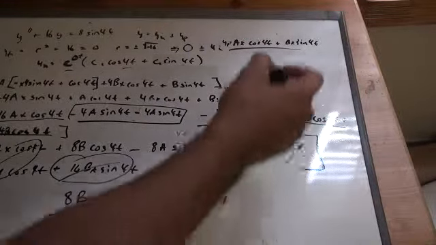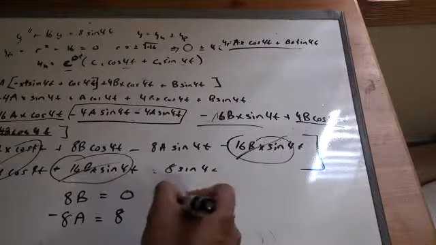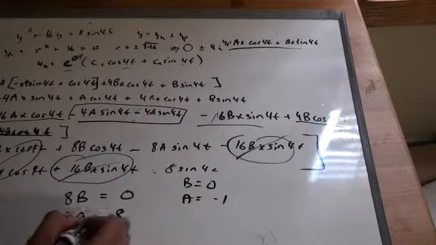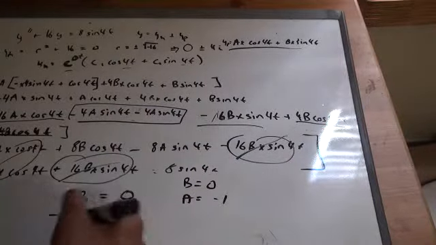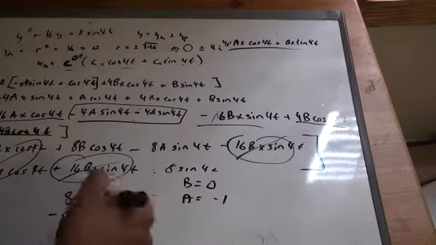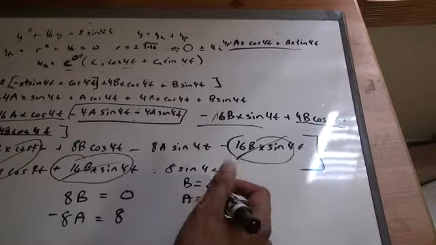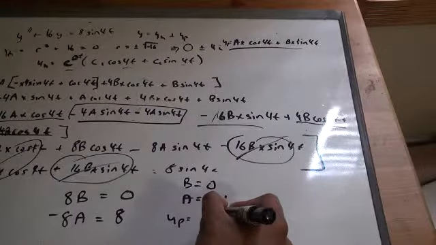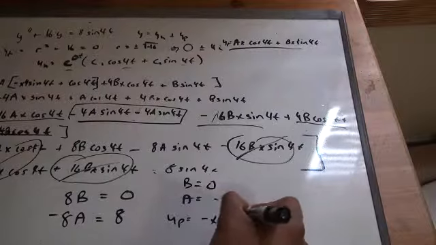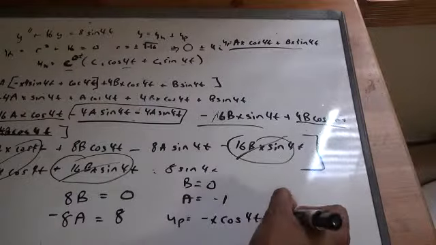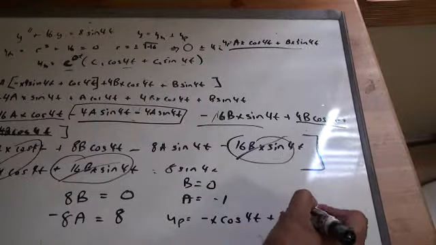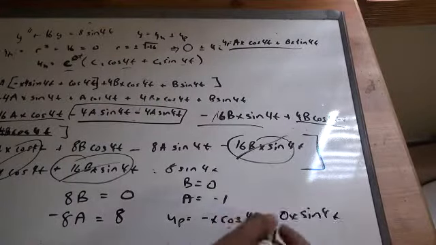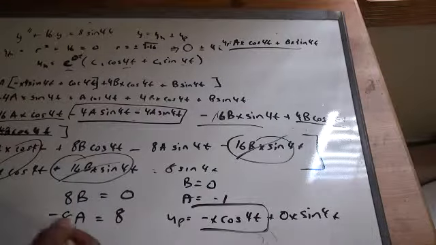Plug that into the particular solution. We have a is equal to negative 1 and b is equal to 0. We divide both sides by 8, and we have b equals 0. yp equals a is negative 1, so negative x cosine 4t plus 0 times sine 4t. So the particular solution is just going to be that.